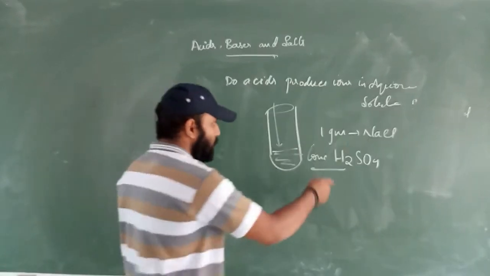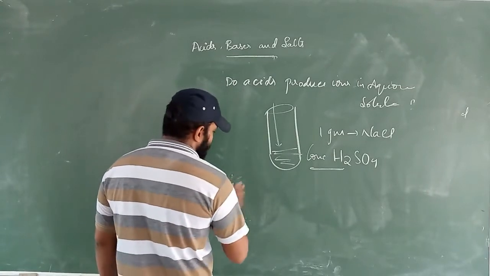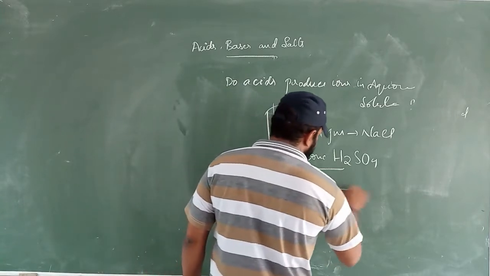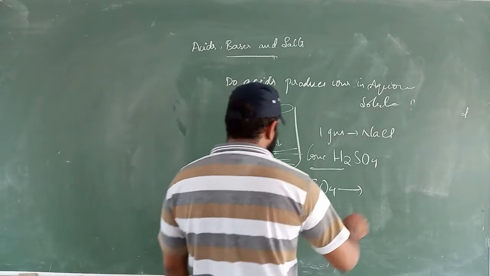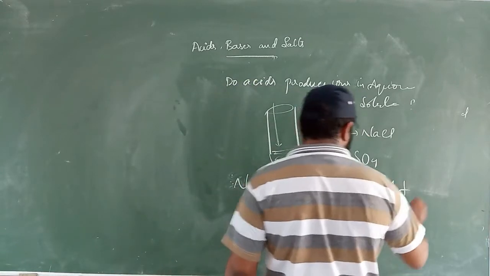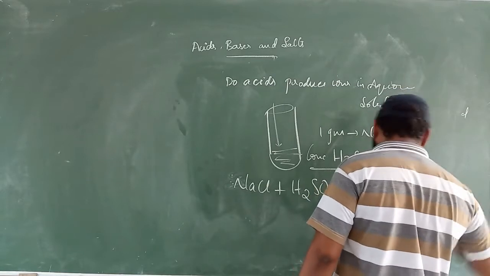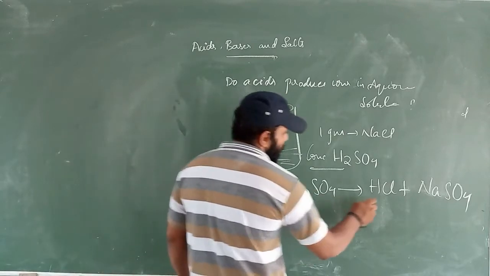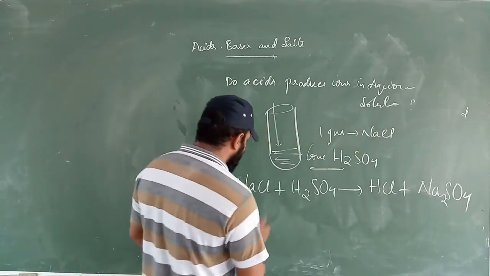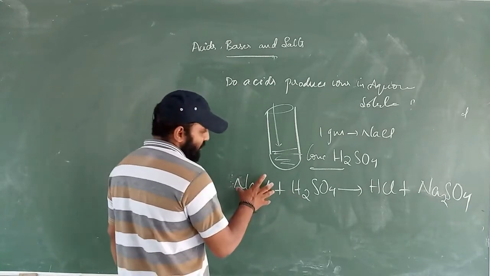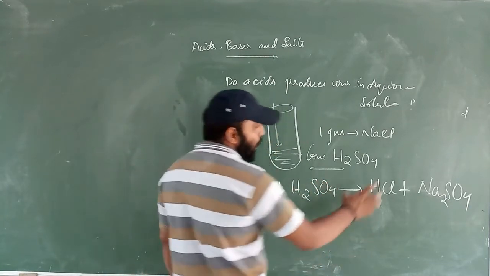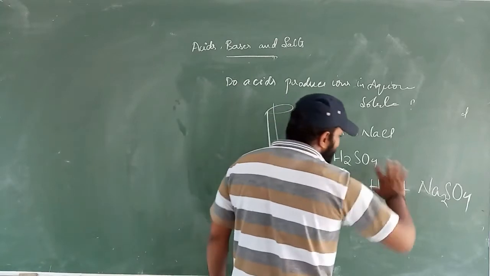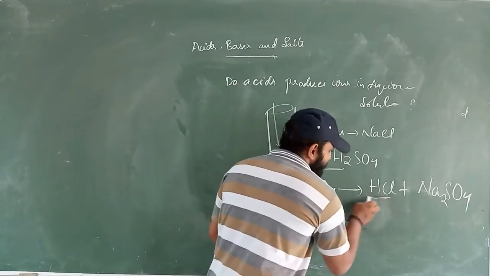What is that gas? If you observe the reaction, NaCl plus H2SO4 gives us HCl plus sodium sulfate, Na2SO4. So when sodium chloride reacts with sulfuric acid, we get HCl plus sodium sulfate Na2SO4. What is the gas formed here? HCl. HCl is the gas produced here.